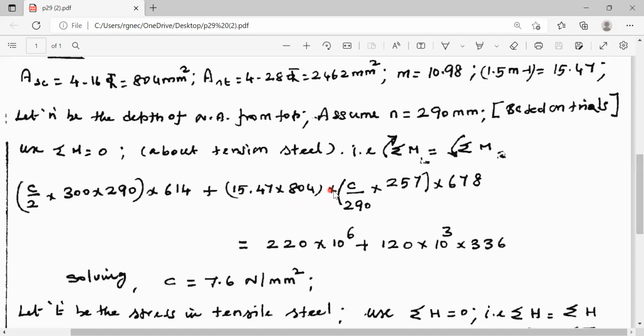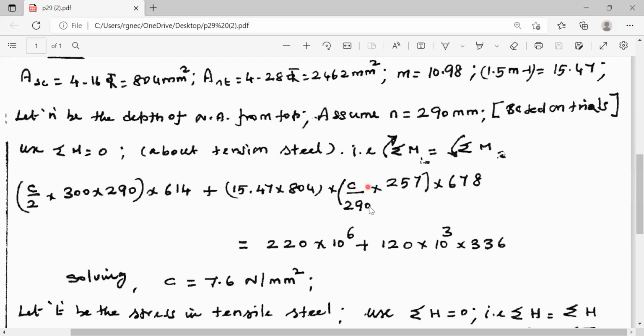Then what is the stress in reinforcement? The extreme fiber stress is to be calculated in proportion. That is, at the extreme fiber, the stress is equal to c. That is at a distance of 290 mm. At the extreme fiber, the stress in concrete is c. Therefore, at a distance of 257 mm, because the compression reinforcement is 33 mm away from the topmost fiber, the stress in concrete is c into 257 divided by 290.